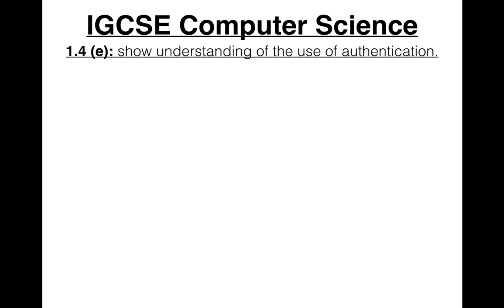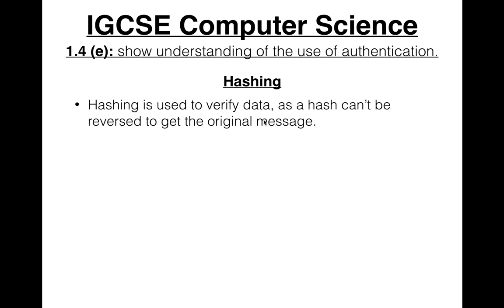The reason why I decided to put hashing here is because this is linked to one of the authentication methods, digital signatures, and also it's used for verification. So it's used to verify data because a hash can't be reversed to get the original message. So this is why it's kind of authentication. It sort of follows that path. It's not really like encryption, but encryption does use it if need be.